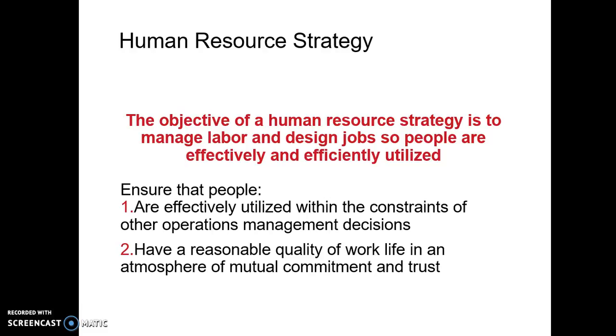When we think about this, we don't think about it from all of the functional HR aspects that you might commonly think of, such as payroll and benefits and so forth, and 401ks. We think about this strictly from a labor perspective. The labor perspective is the input that we utilize in productivity and in completing tasks. So the objective of a human resource strategy is to manage labor and design jobs so people are effectively and efficiently utilized. So what happens is we decide that we want to produce a product.